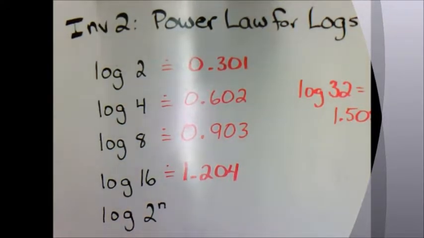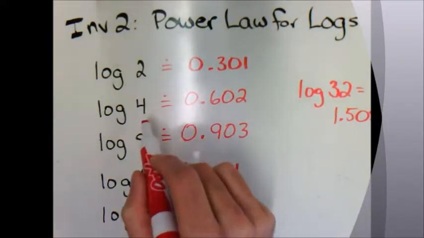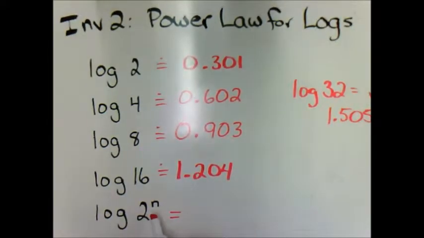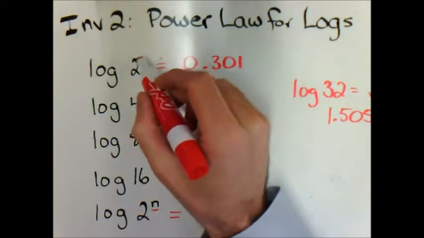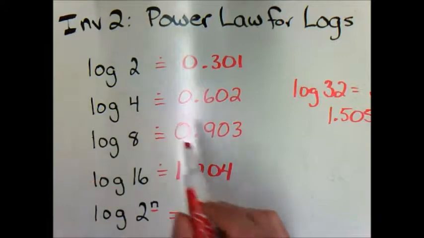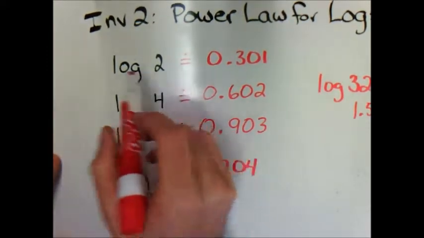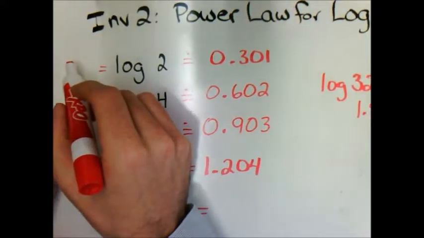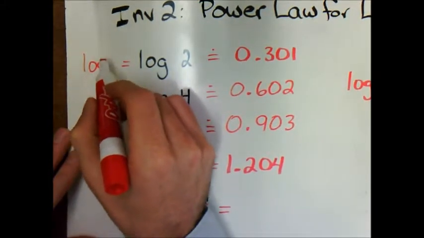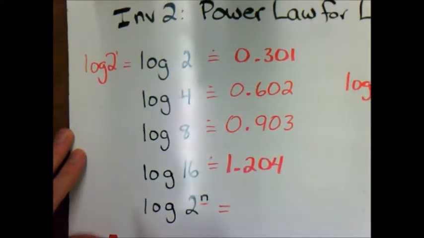But what we want to do is find a general equation for the log of 2 to the power of n, any exponent of 2. Well, down here we have this 2 to the power of n, so it might be helpful if we just go ahead and insert our exponents here. 2 to the power, this one is the same as saying the log of 2 to the power of 1.